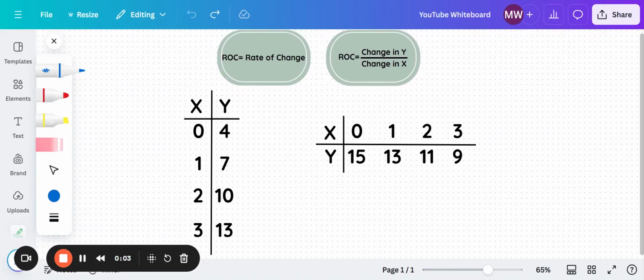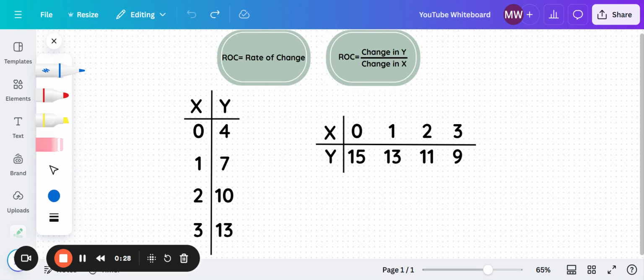Today we're going to practice how to find the rate of change when looking at a table. The rate of change is the change in y over the change in x. So while we look at the table, we can use any pairs of numbers that are next to each other on the y side to find how y changes, and any pairs of numbers that are next to each other on the x side to find how x changes.